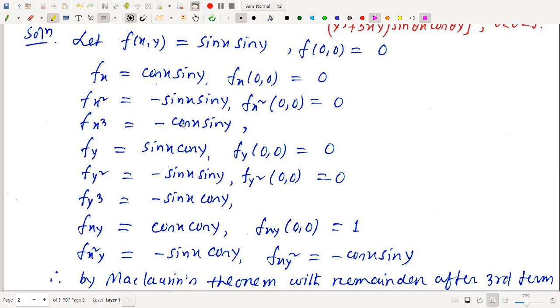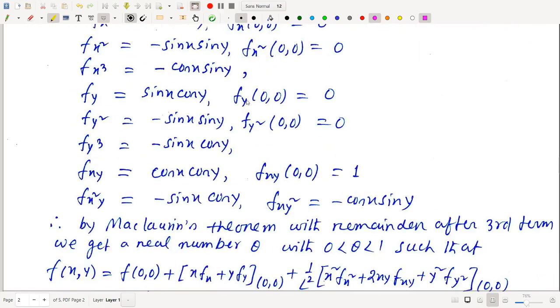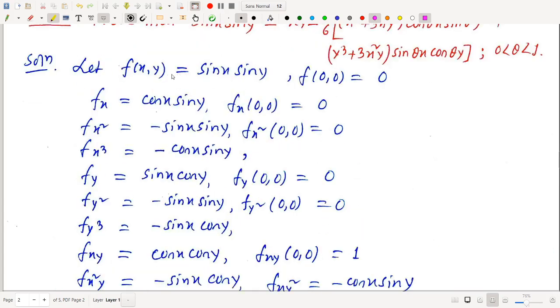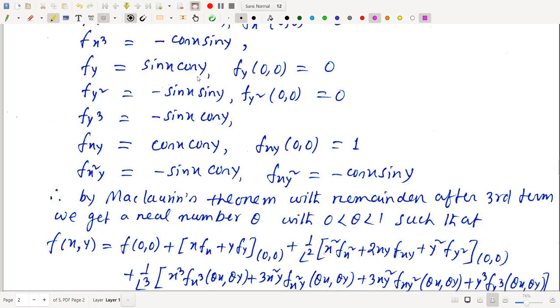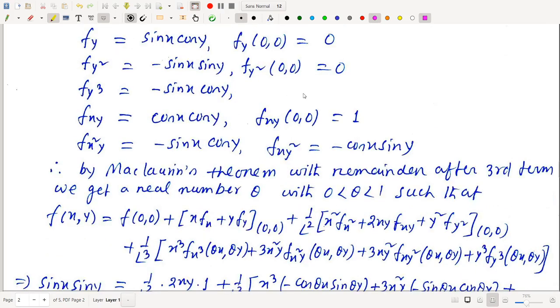fx cube is differentiating with respect to x again, giving cos x; although we don't need the third derivative at (0,0), because third derivative terms are at theta x, theta y, we shall see later. Then fy, partial derivative with respect to y: sin x cos y, but at (0,0) it is 0 because sin 0 is there. Then again differentiate with respect to y to get fy square: the derivative of cos y is minus sin y, but again 0. Then fy cube, differentiating again with respect to y, will be sin x cos y, and we shall calculate it at theta x, theta y, not at (0,0).